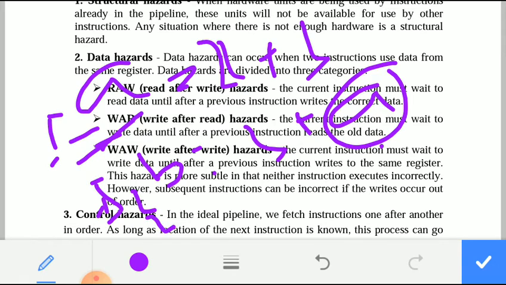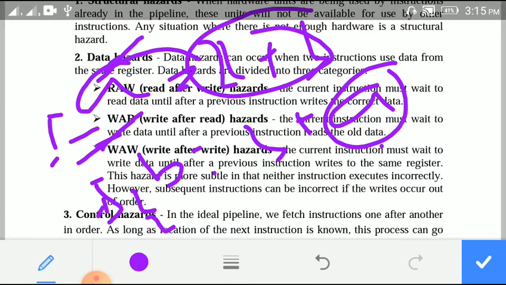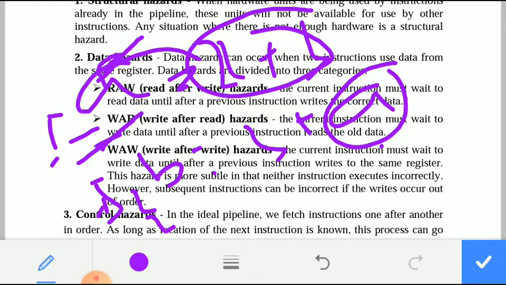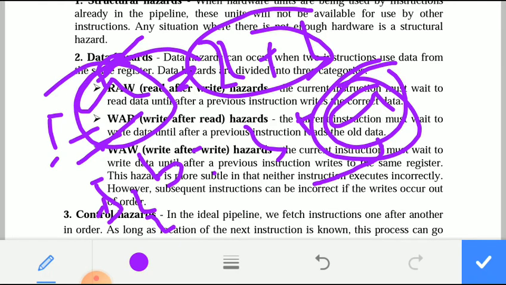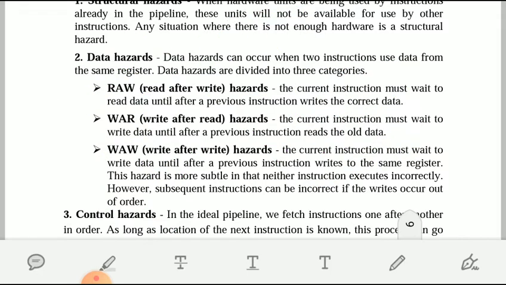Here the first is a write operation, and the result will be written to a, and the second is a read operation, that means the value of a will be read. So this is called read after write. A read operation can be performed only after this write operation. So it is read after write.